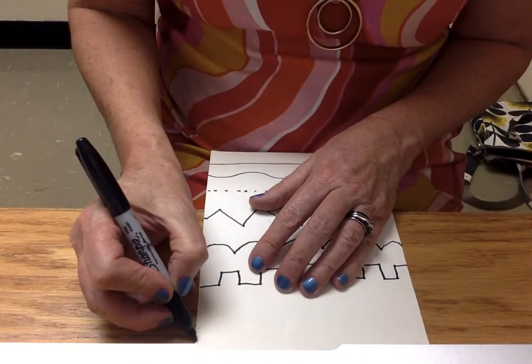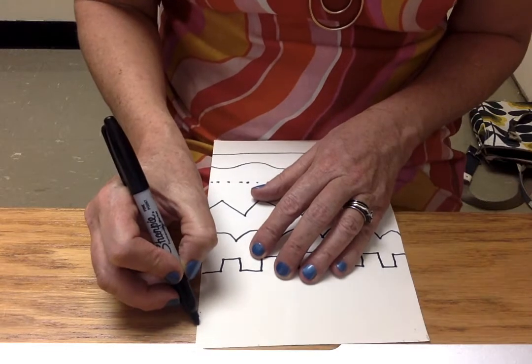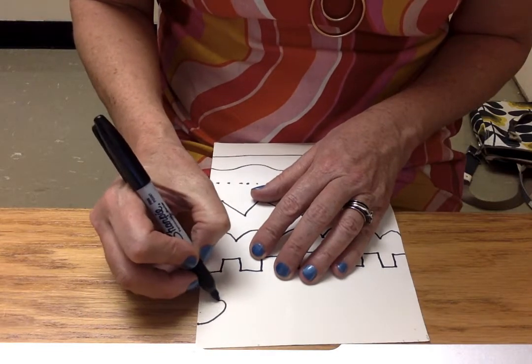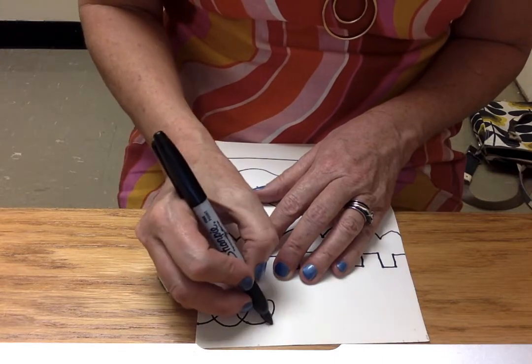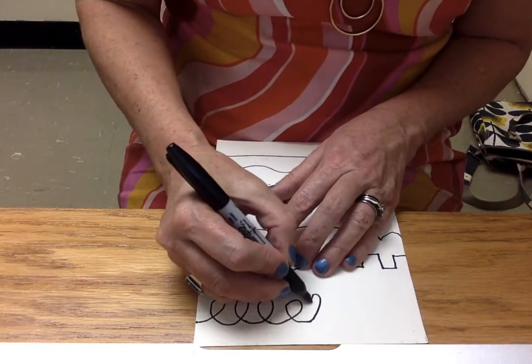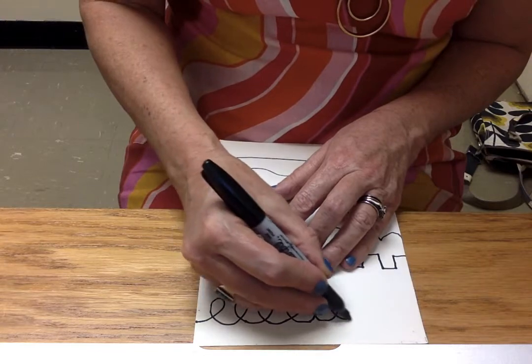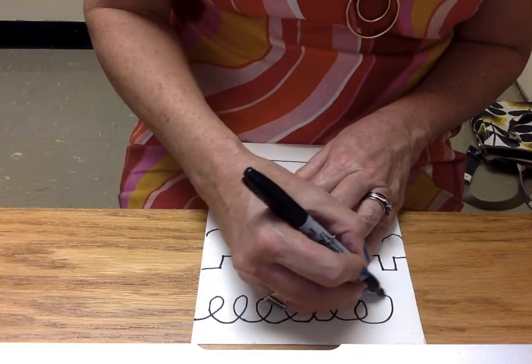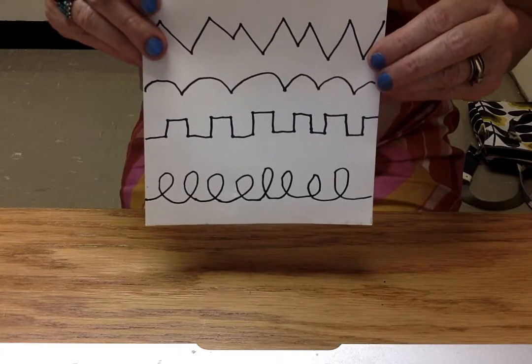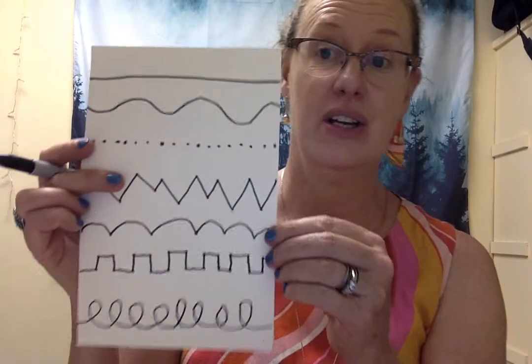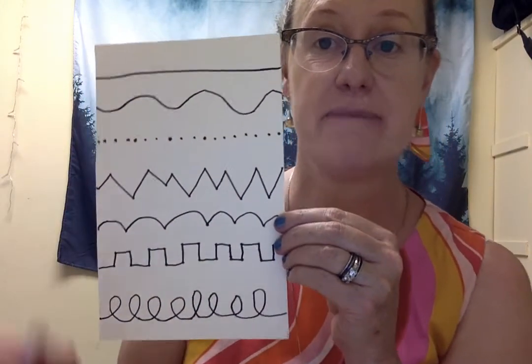All right, so I'm going to start here, right down at my, almost at the bottom, but not quite. I'm going to overlap and down, around and down, around and down, around and down. And they don't all need to be the same, like that.